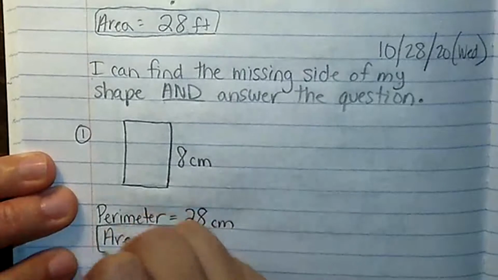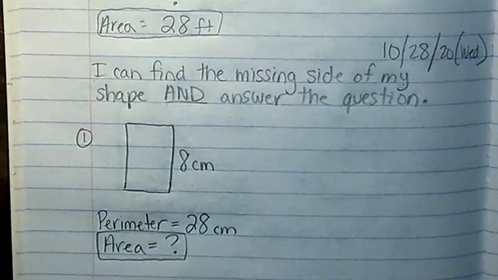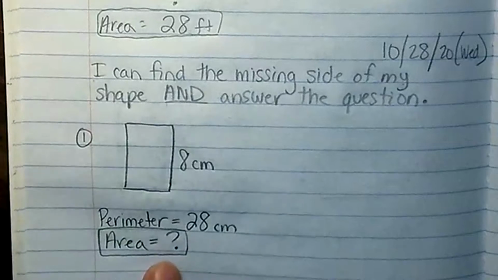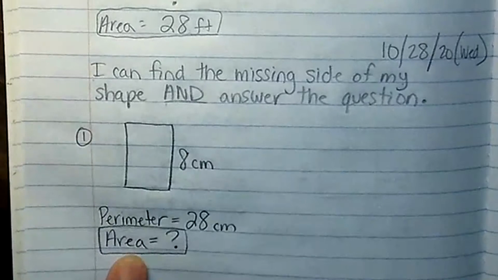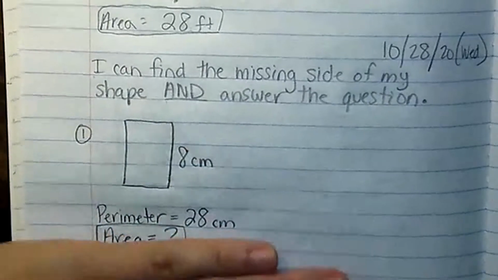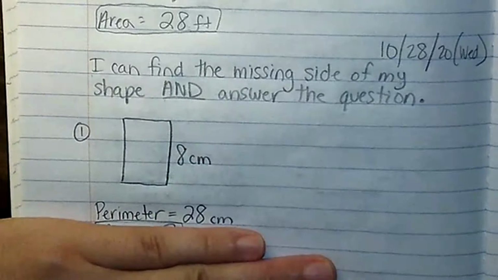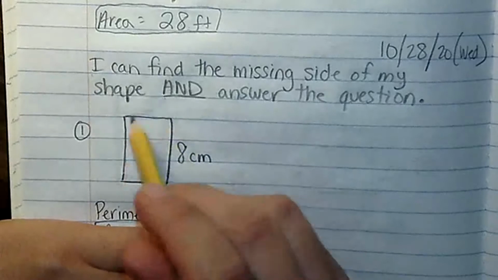All right, so this is what we have to find. What is the area? Well, I'm going to have to use that area formula, but right now I don't have enough information to do that because I don't know both sides. I only know one side. So let's use this perimeter information to find our missing side first. I heard the word perimeter. That makes me think the rim around the outside edge.